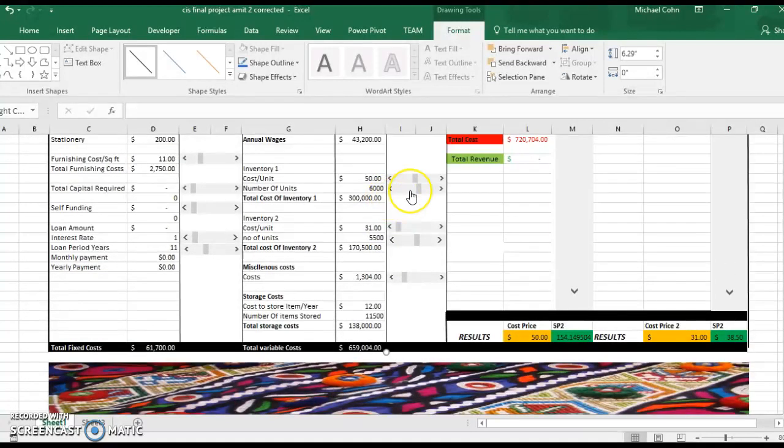Now, once you have purchased all the inventory, you would need to store it at a warehouse. And generally, the cost for storing the inventory at the warehouse is roughly $1 per item per year.